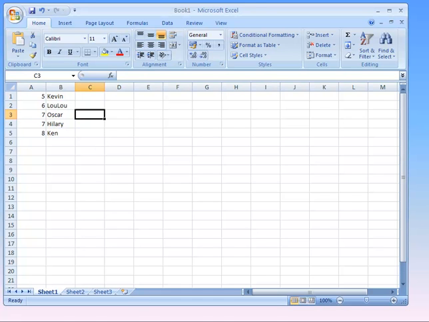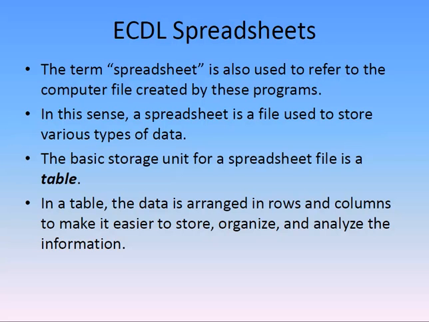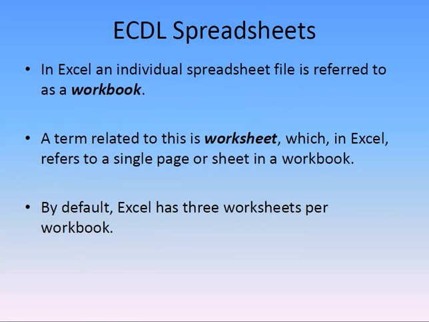So back to the presentation here. In Excel, an individual spreadsheet file is called a workbook, and a term related to this is a worksheet, which in Excel refers to a single page or sheet in a workbook. By default, Excel has 3 worksheets per workbook.